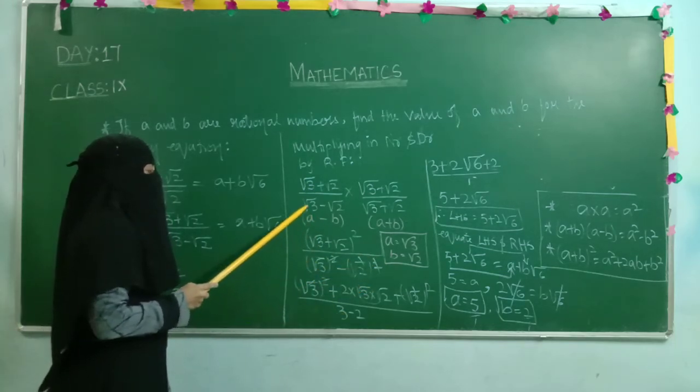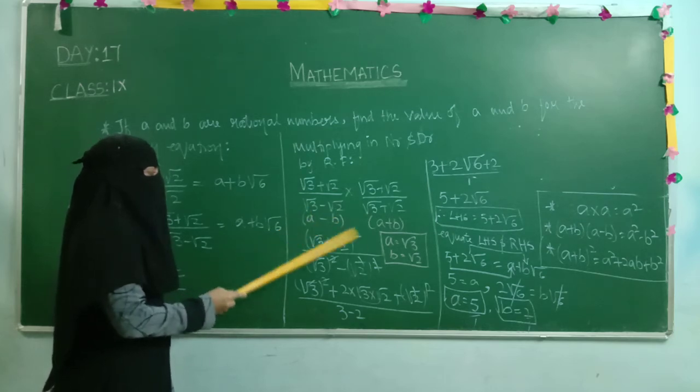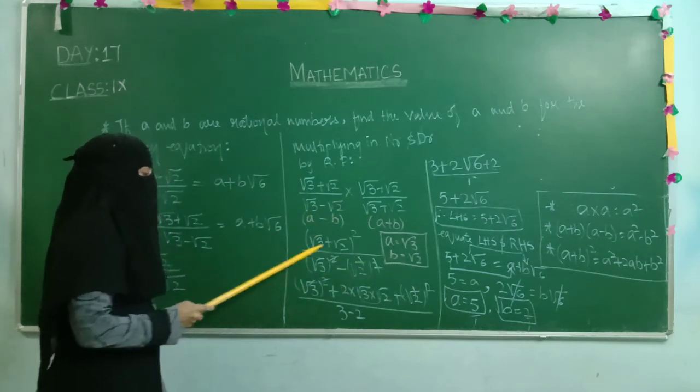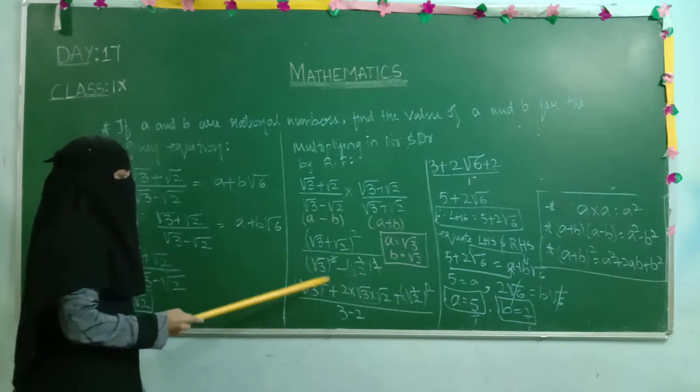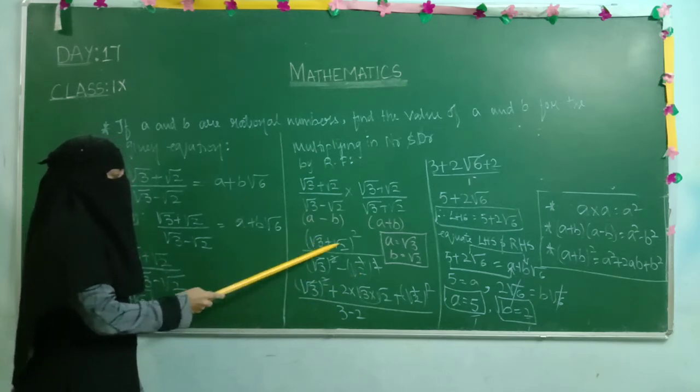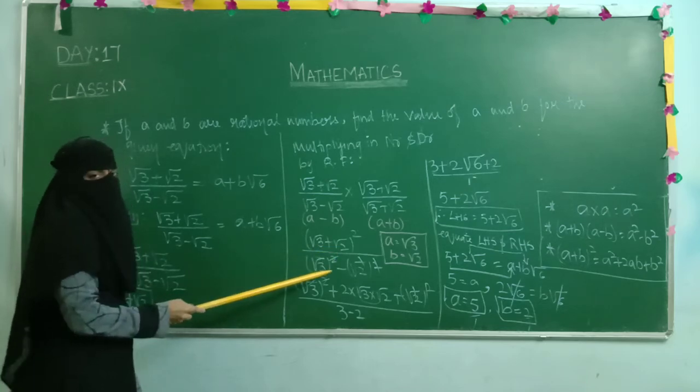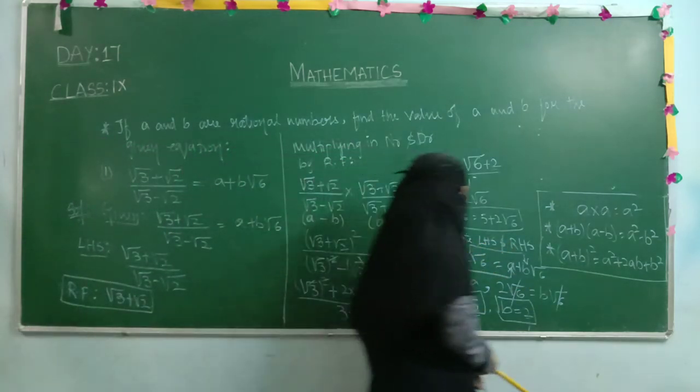So when we are comparing here, A is root 3 and B is root 2. So I have written the values here. Then we need to substitute in the equation. So root 3 square, root 2 square. Then again this is root 3 plus root 2 whole square, which is in the form of A plus B whole square.